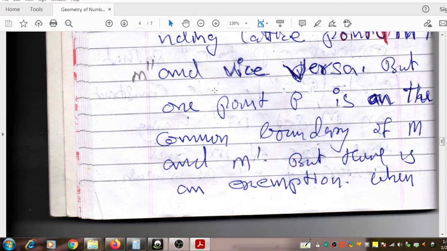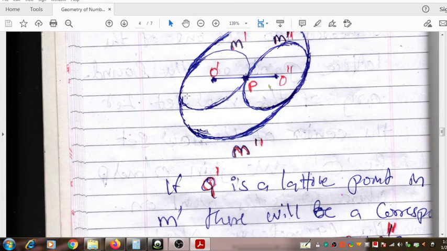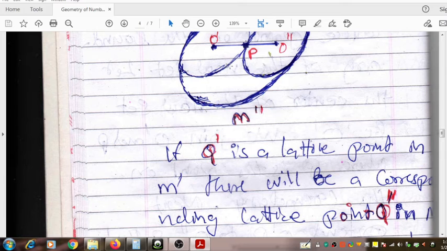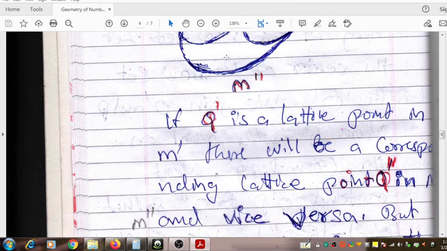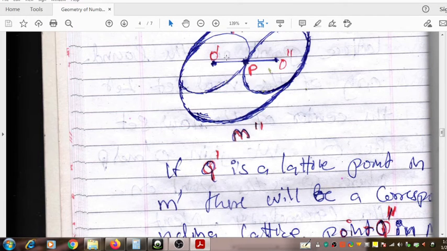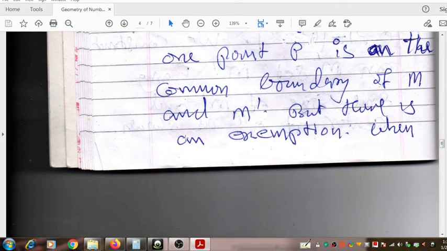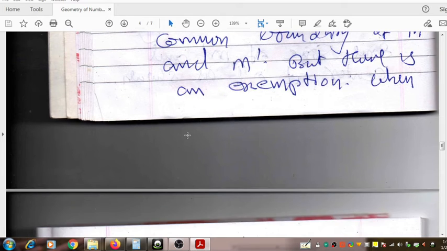But one point is common to both. That is another important thing. The point P is common to both sets, the Minkowski sets M prime and M double prime. P is a common point which rests on the boundary.